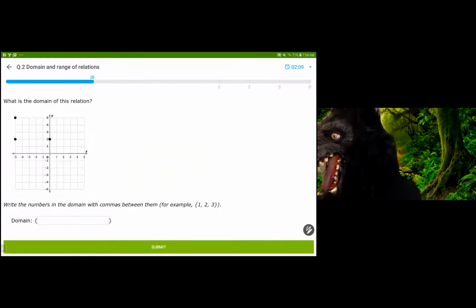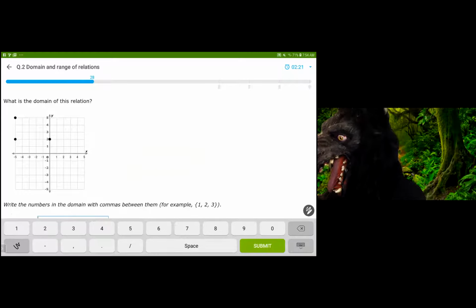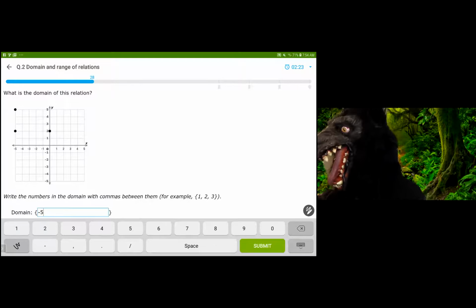Okay, we want the domain of this relation. And again, it's a relation. It's not a function because there are two y values that go with that -5. So -5 and 0. It's really easy to make a mistake on these, so you have to be kind of careful.